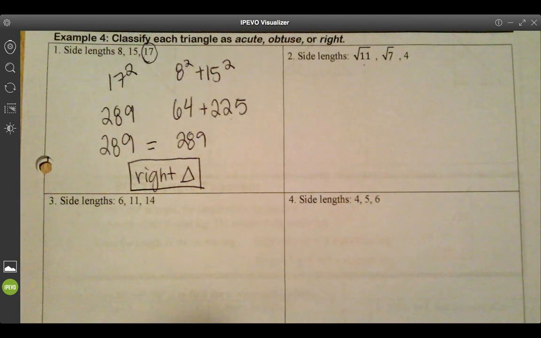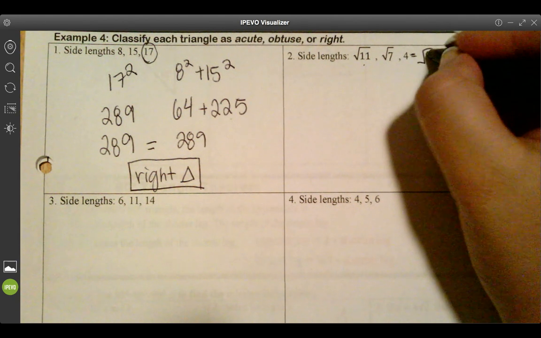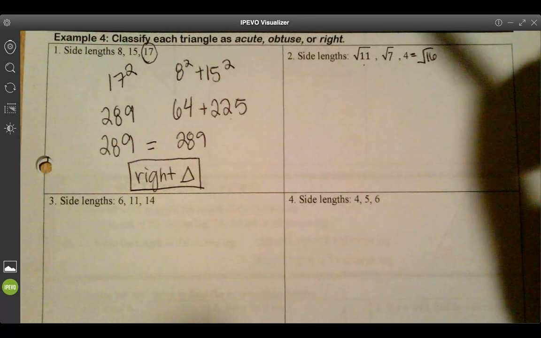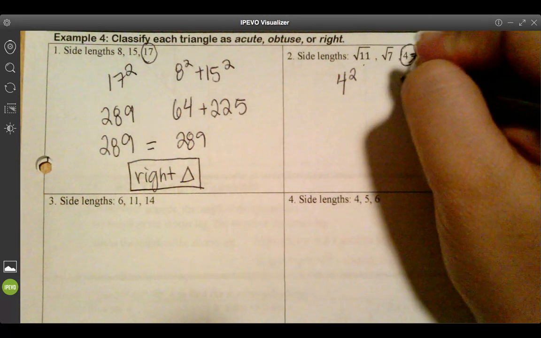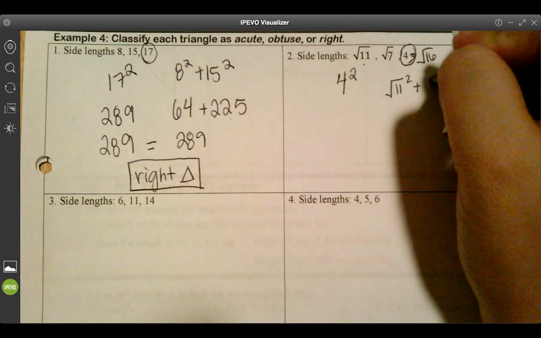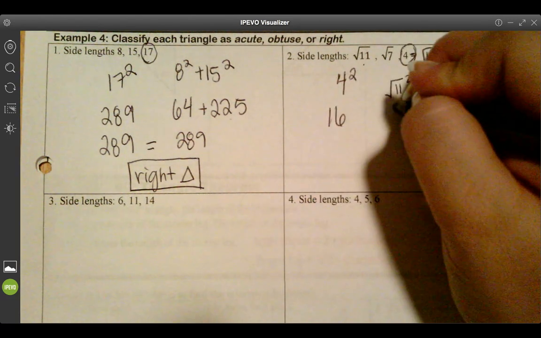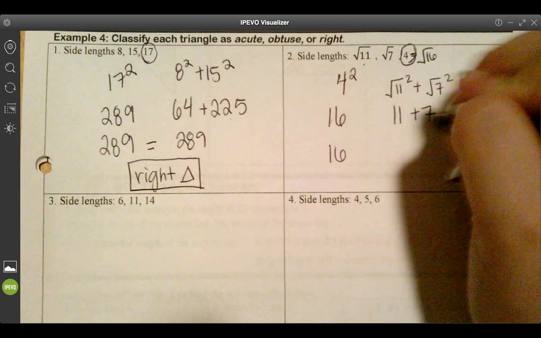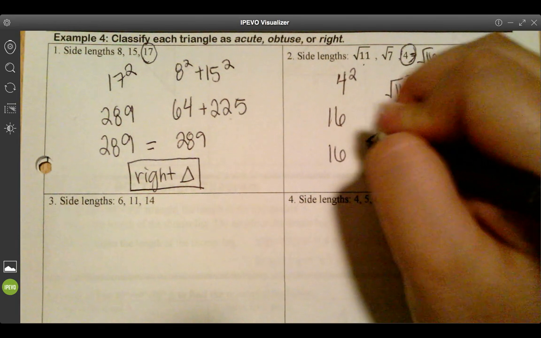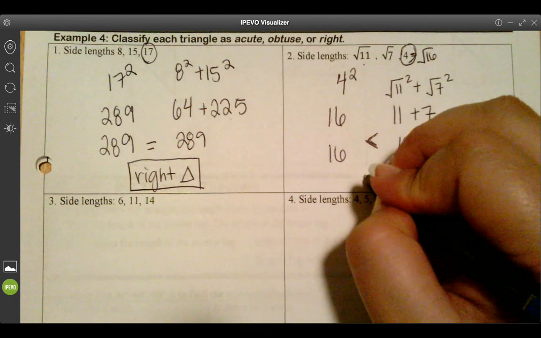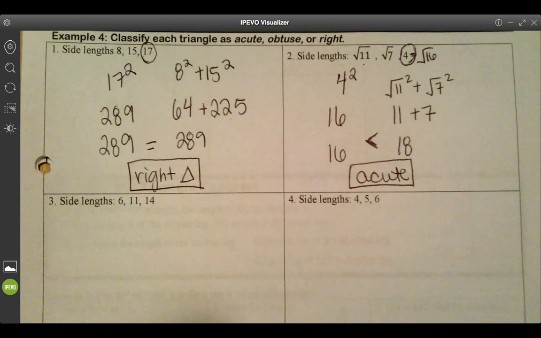So how do I know which of these is biggest? Well, if I write 4 as its square root, 4 is the square root of 16, then I can see which one is the biggest, right? So the square root of 16 is the biggest. That's the one that goes by itself. Then we have the square root of 11 squared plus the square root of 7 squared. So this is 16 compared to 11 plus 7. 11 plus 7, careful with that, is 18. So C squared is smaller. If it's smaller, then it is acute. Go ahead and try 3 and 4.